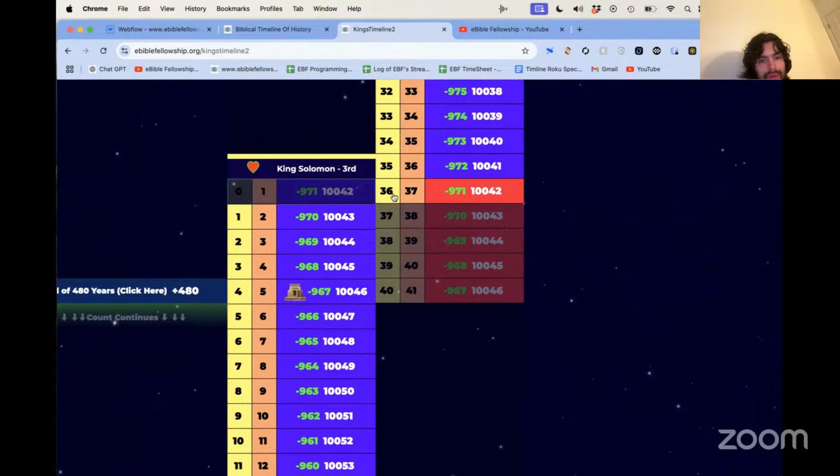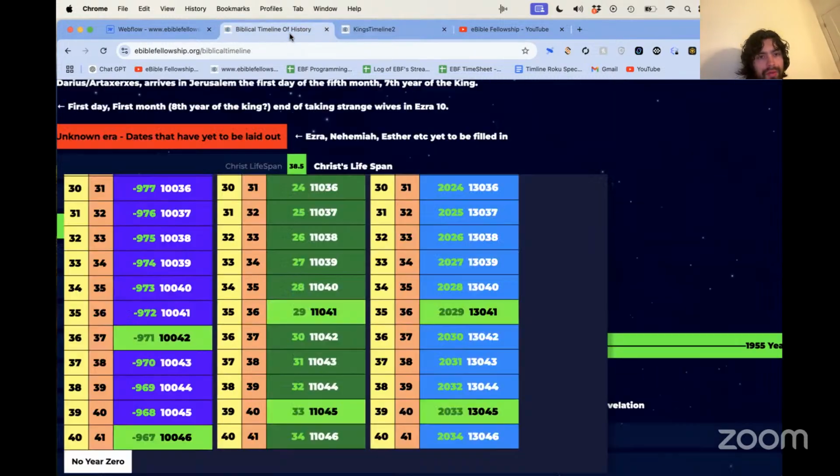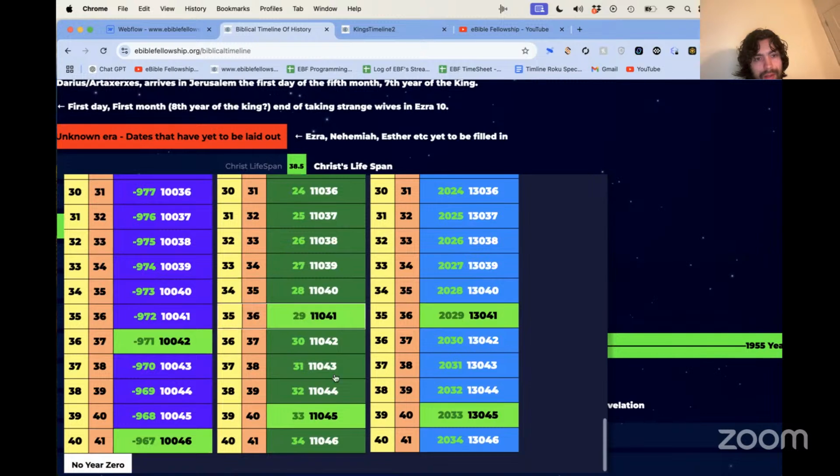971 was the first year that he reigns with Solomon, with King David. Solomon co-reigns. And so that was a significant event. And then exactly 1,000 years later is 29 AD. That's when Christ begins his ministry, when he was baptized, when John said, "Behold the Lamb of God, which taketh away the sin of the world."